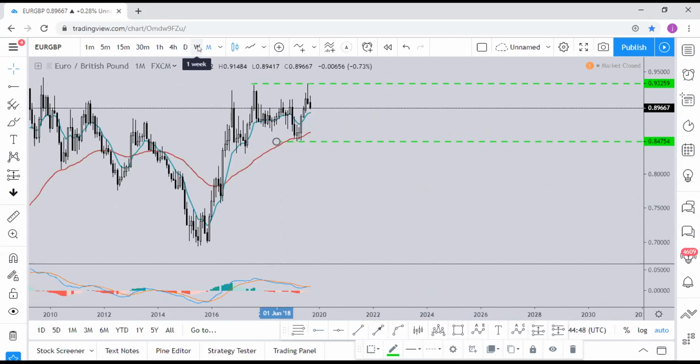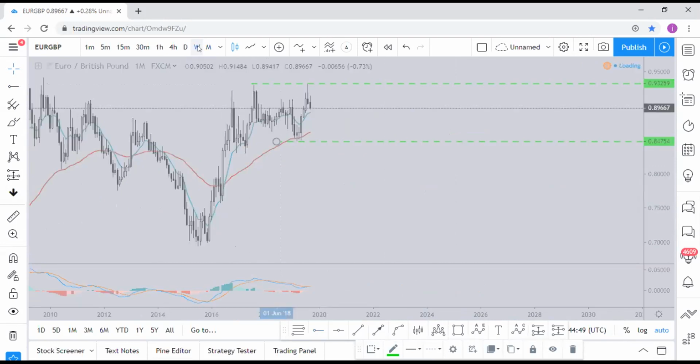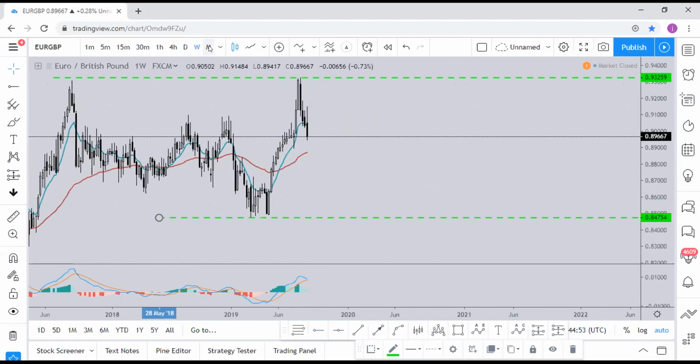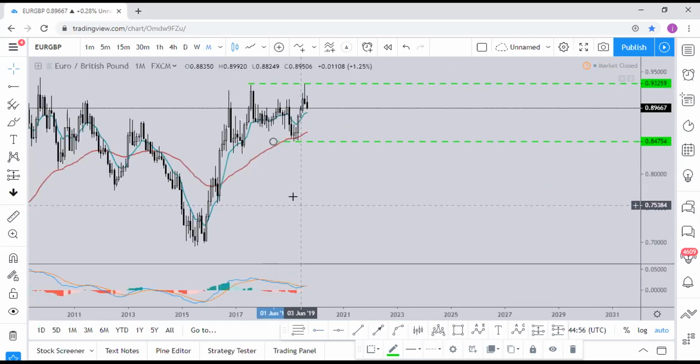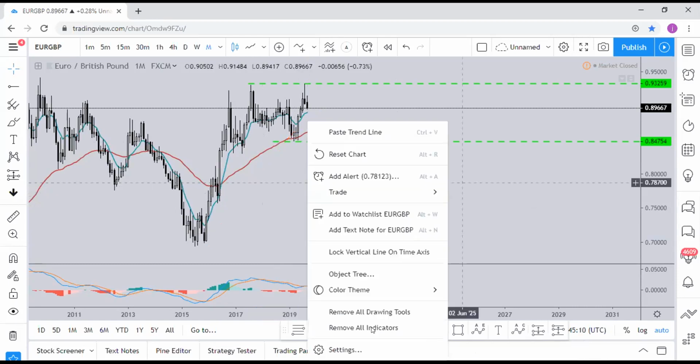One second. Go back to monthly real quick. Also, I just want to explain that this is exactly how I would do it, but some people would draw this uptrend right here, and that's not wrong. So it depends on what you want to do and how you want your chart to look. Okay, you can keep going.